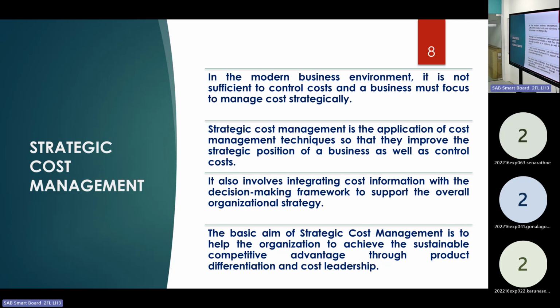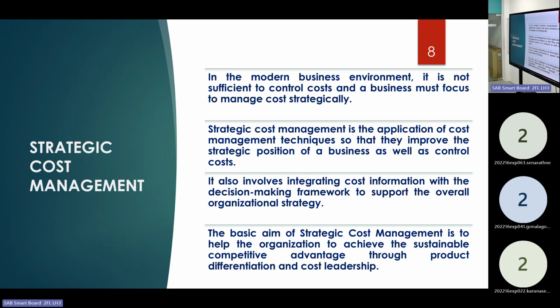Cost control is not wrong. You have to control the cost. Even in modern management accounting techniques, there are a lot of tools that we use in cost control, right? But importantly here, it improves the strategic positioning of the business. It involves integrating cost information with the decision-making framework to support the overall organization strategy.